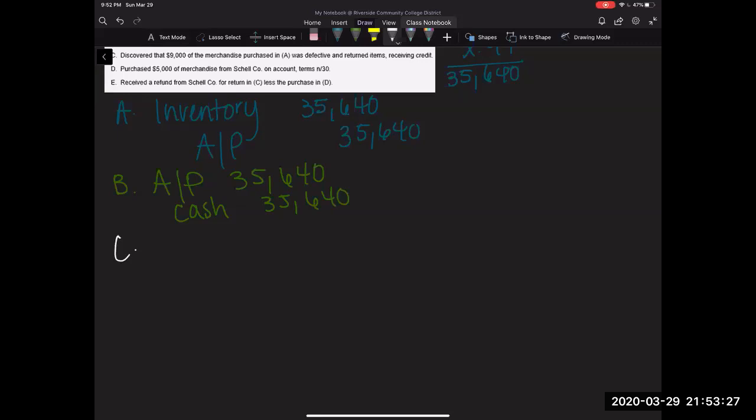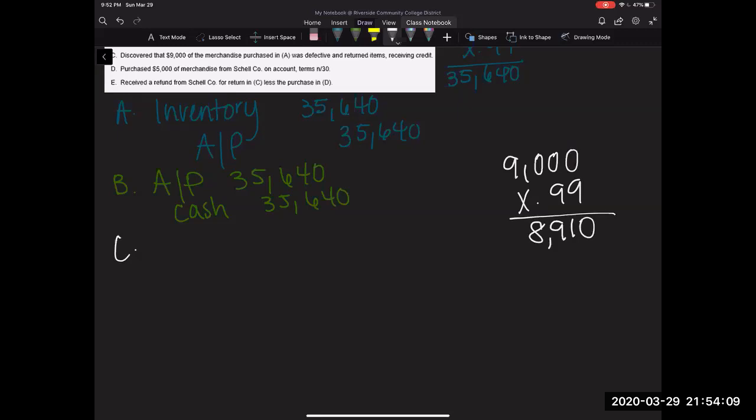C says, we discovered that $9,000 of the merchandise purchased in A was defective and returned the items, receiving credit, okay? So now we're going to return $9,000. But remember, we have to apply the discount, right? So we have to take that $9,000 of inventory that we purchased, and now we have to apply the discount to that as well, which is 99%. And so that comes out to $8,910, right?